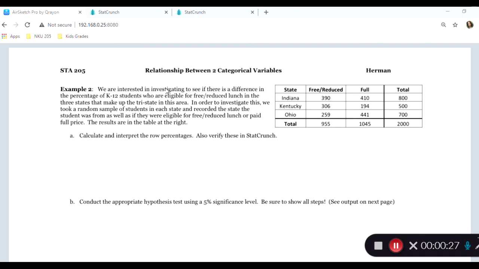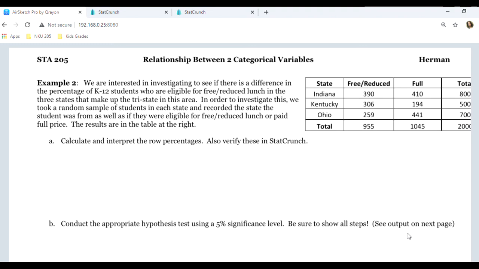So let's first read through the example and understand why we're going to be inside this particular set of notes. We're going to be interested in investigating to see if there's a difference in the percentage of K through 12 students who are eligible for free or reduced lunch. More specifically, we're going to look at this in 3 states in the NKU tri-state area, which includes Kentucky, Indiana, and Ohio. So we took a random sample of students in each state and recorded the state the student was from, as well as if they were eligible for free or reduced lunch or paid lunch.